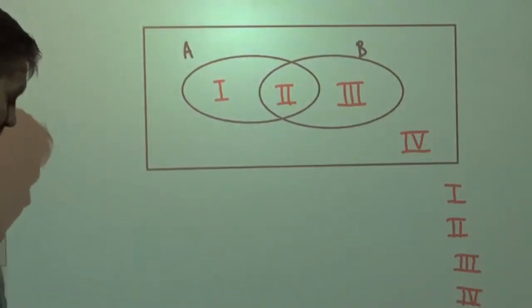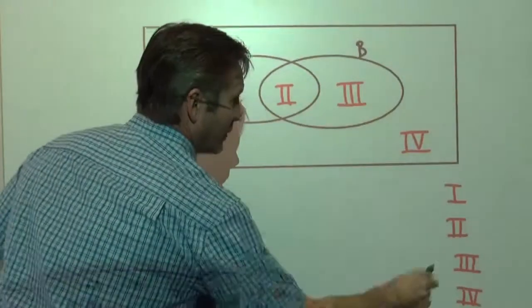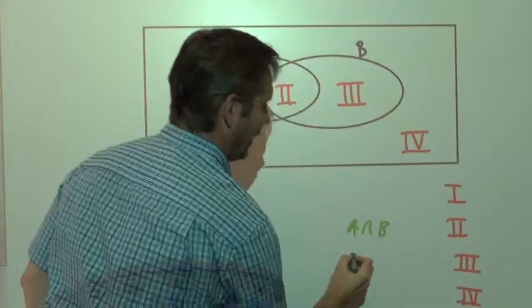This is a Venn diagram. It's made up of 4 regions: 1, 2, 3, 4. Now, region 2, you can see that would be the intersection. So this would be the intersection of A and B.